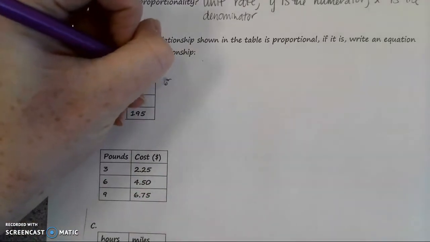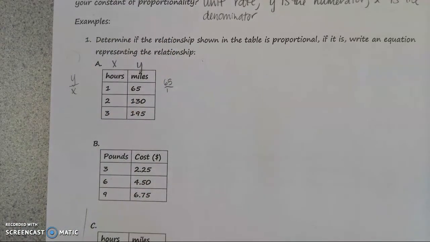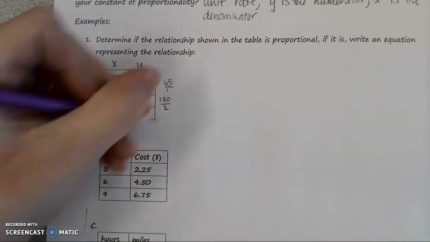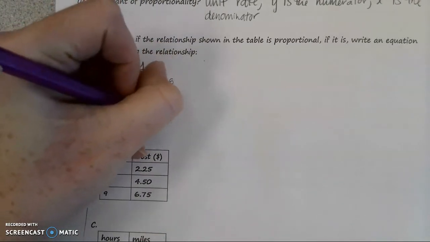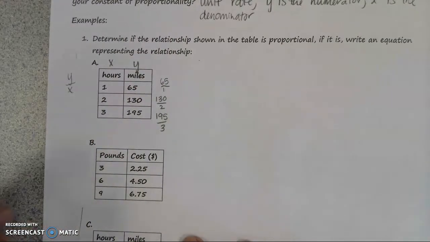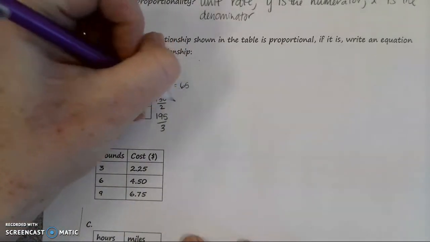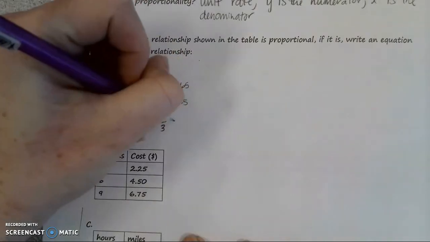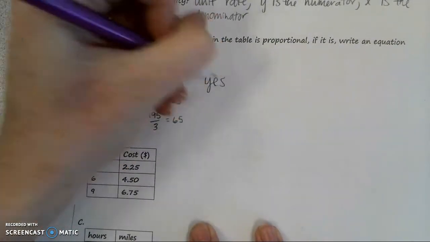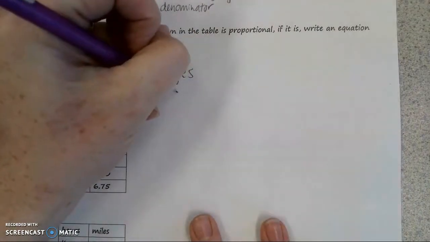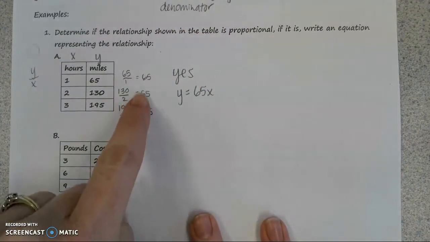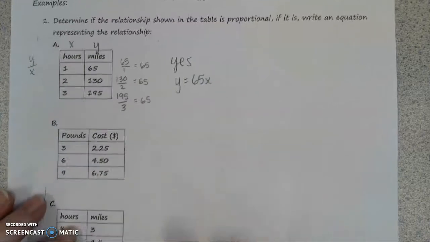So if I set this up, I'm doing 65 divided by 1, 130 divided by 2, and 195 divided by 3. If we do the division each time, we would get 65. So we can see that this relationship is proportional, and that the equation would then be y equals 65x, because 65 is our constant ratio.